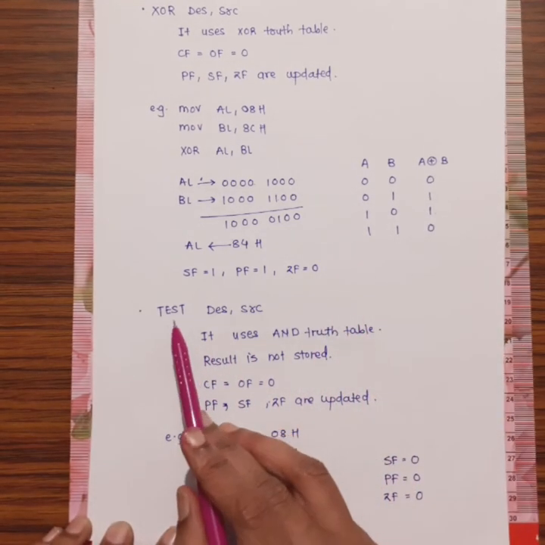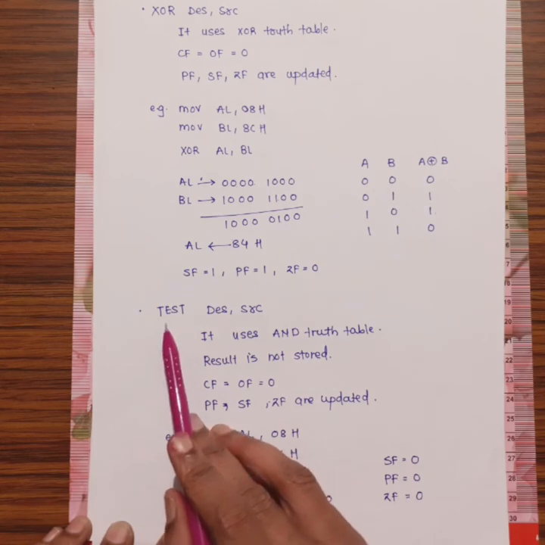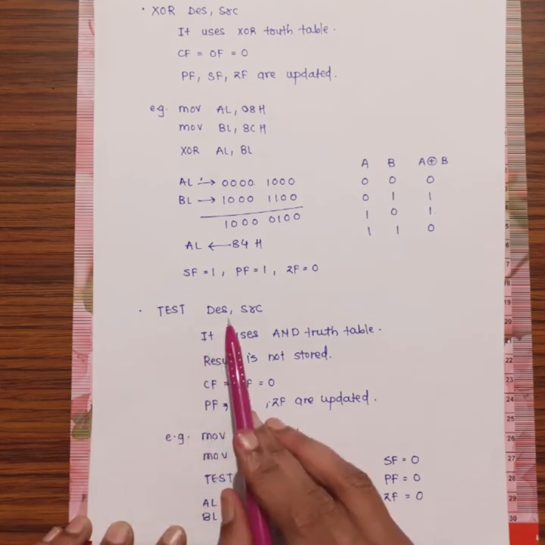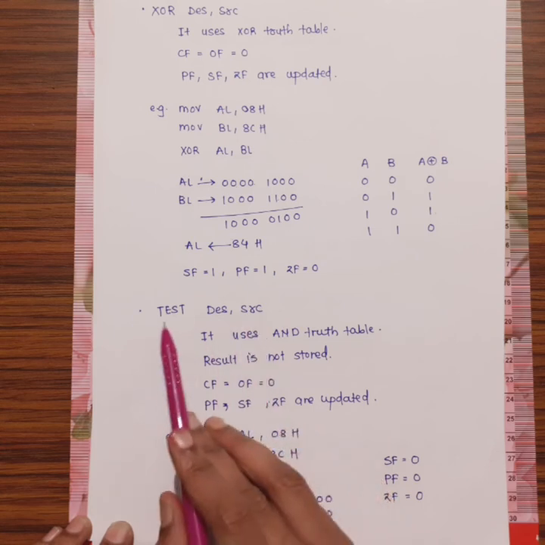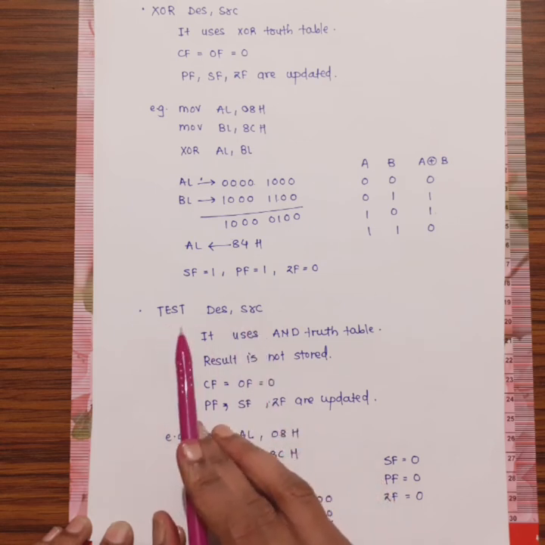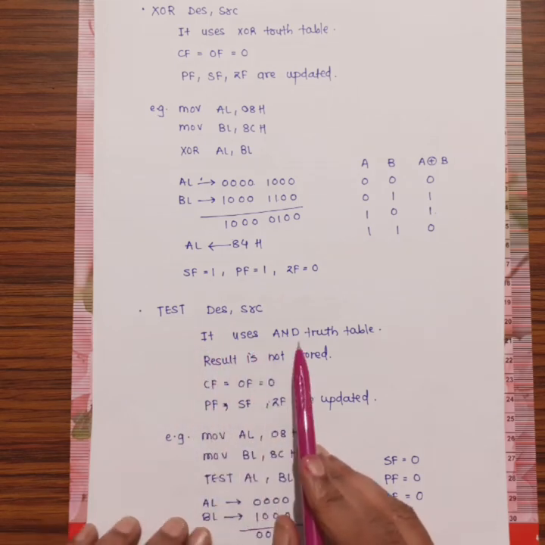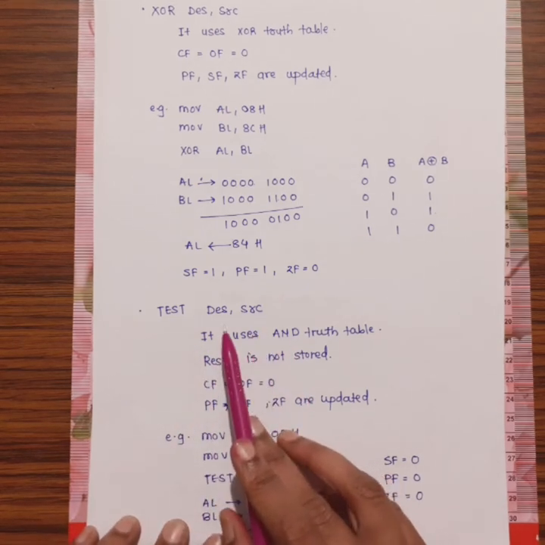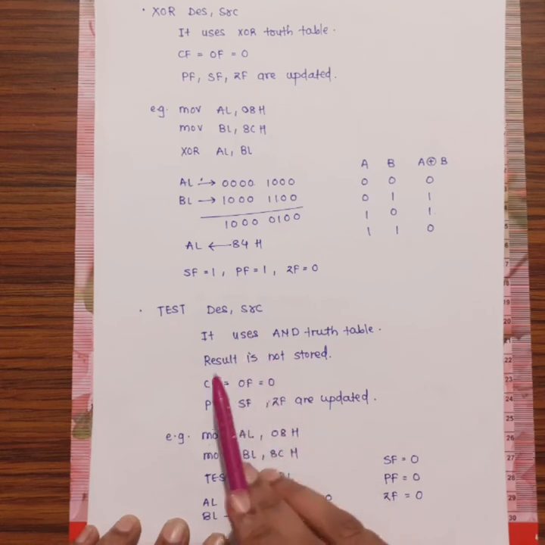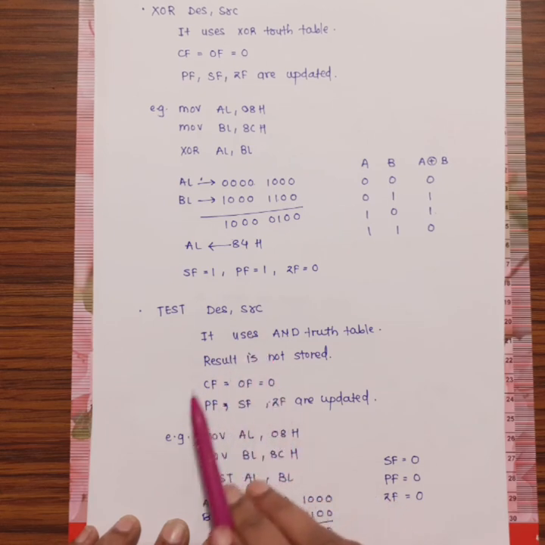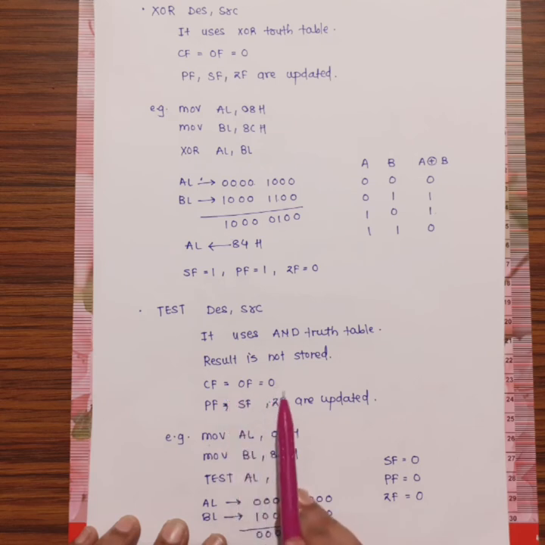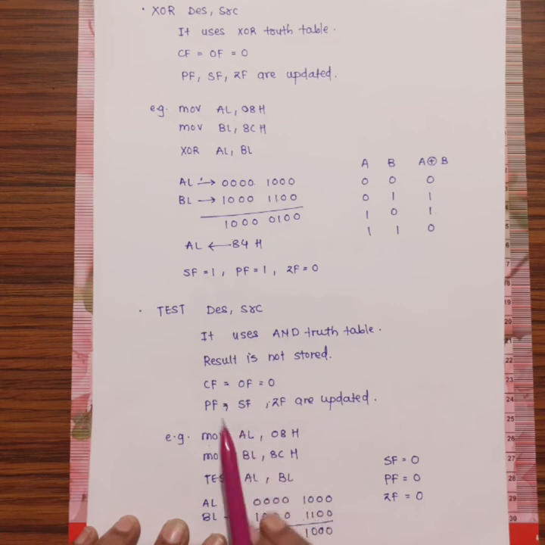Next logical instruction is TEST, whose syntax is TEST destination operand comma source operand. Now the opcode itself implies that it is used for testing purposes. It applies the AND logical operation on the operands, and for that it follows the AND truth table, but nowhere is this result going to be stored. Only the flags are updated and these are checked for testing purposes.